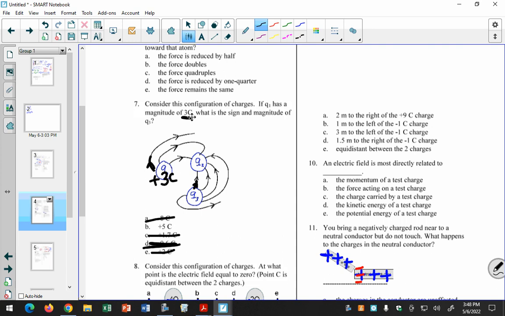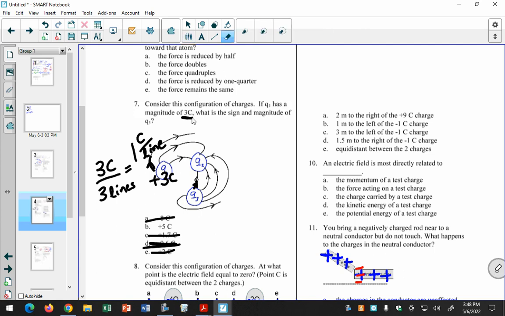A way that I like to do this is to assign a charge value to each line. Since I have 3 coulombs and 3 lines, that means 1 coulomb per line. So if I have 1, 2, 3, 4, 5 lines right there, that means I have 5 coulombs. Or 1, 2, 3, 4, 5, 6 lines right there means -6 coulombs, negative because the field lines are going into it. Okay? That's a great way to do it.